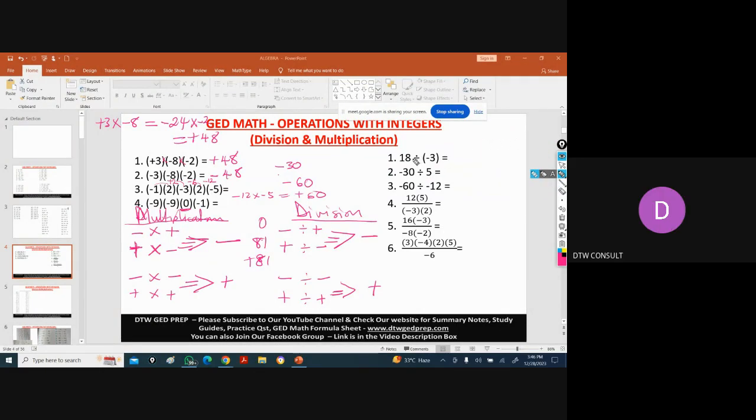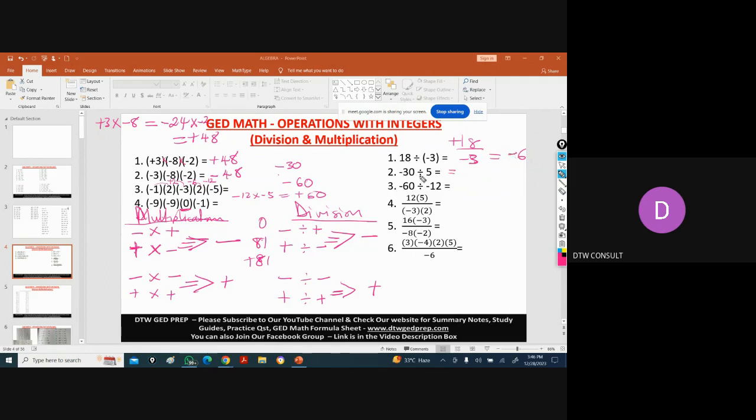Let's look at this. This says 18 divided by a negative 3. So that's 18 over negative 3. Good. It will give us a negative 6 because this is positive. Remember, I told you, when you have a positive number divided by a negative number, the sign will be negative. When you divide 18 by 3, it gives you 6. Then the sign will be negative.